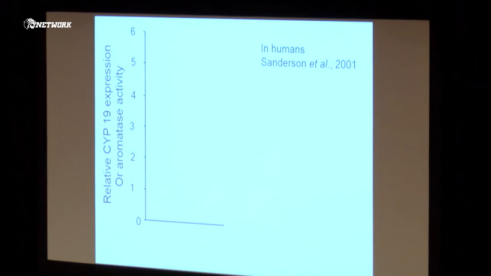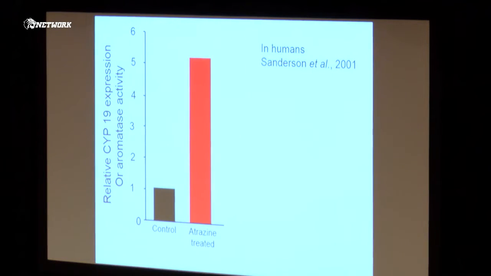Here's a cell line. If you take a human cell line, and this is another paper, but we've also published the same thing I talked about earlier today. If you take a cell line that doesn't normally express aromatase and make estrogen and give it atrazine, those human cells will start making estrogen. Just like we've seen in fish, just like we've seen in amphibians, just like we've seen in reptiles, just like we've seen in birds, just like we've seen in rodents. This is now a human cell line. Why would we be any different than these other animals?